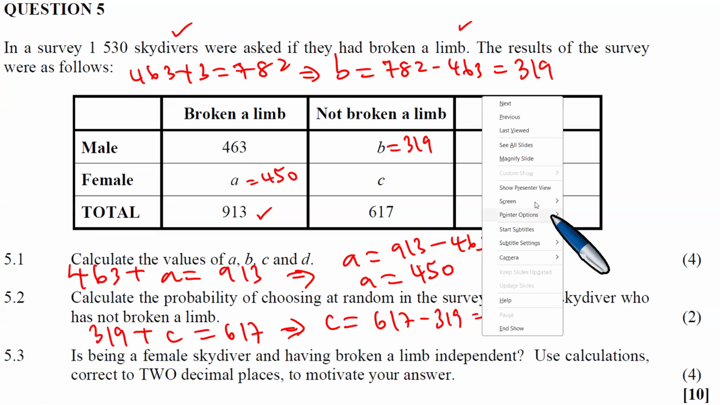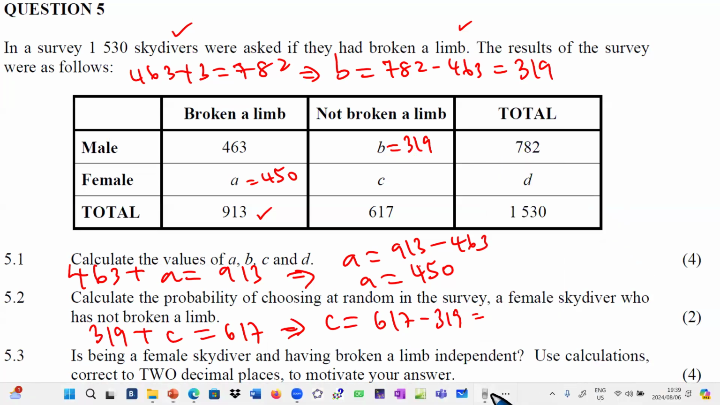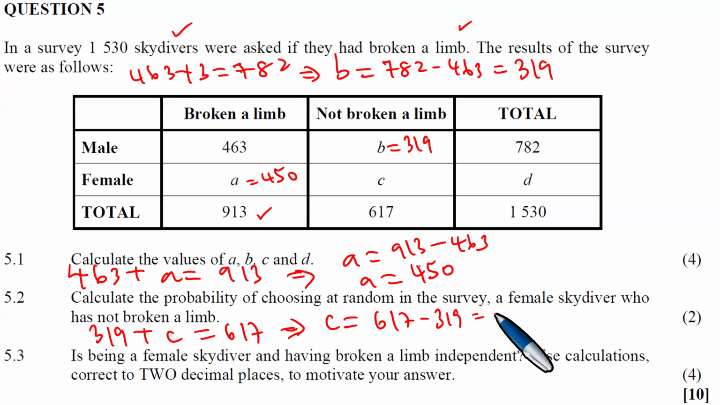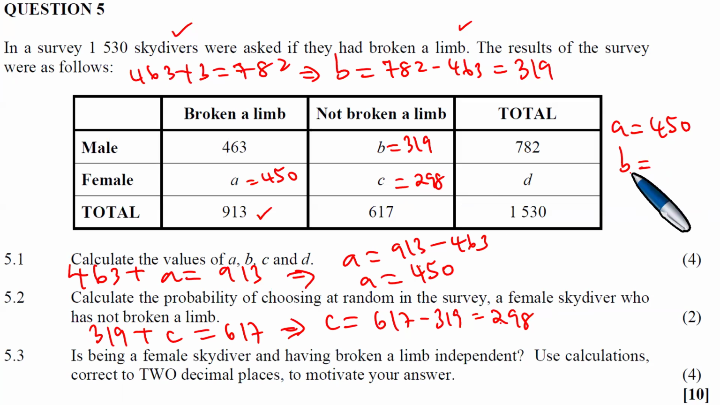And what is this? 617 minus 319 is 298. So C is actually 298, meaning our A is what? Our A is 450, our B is 319, and our C is 298.